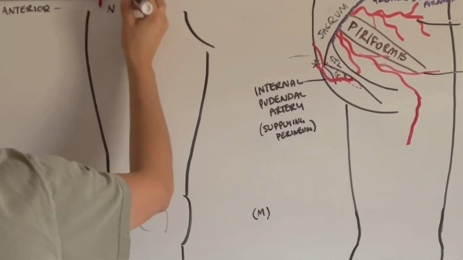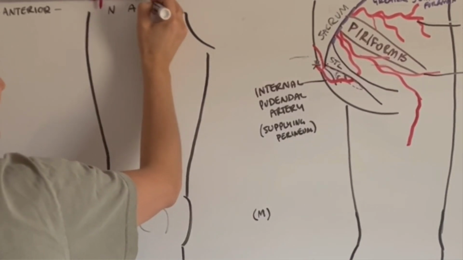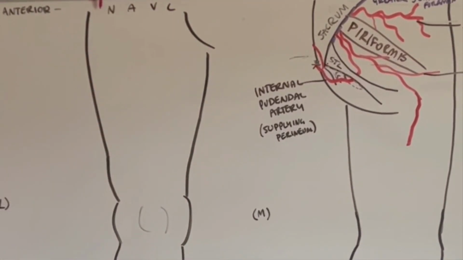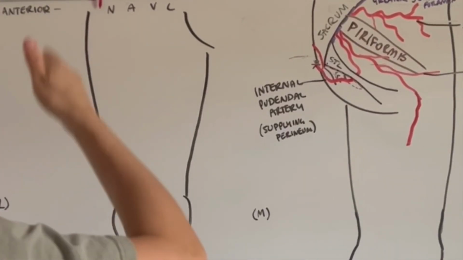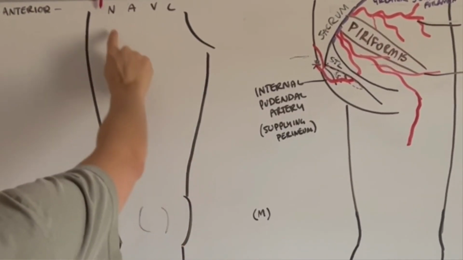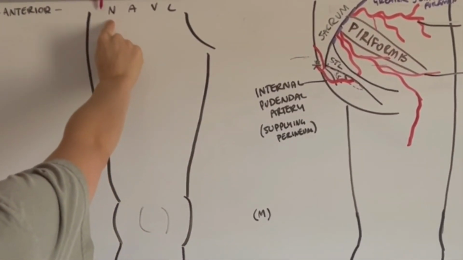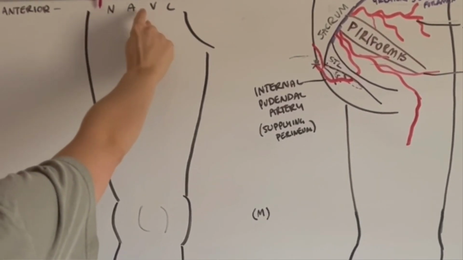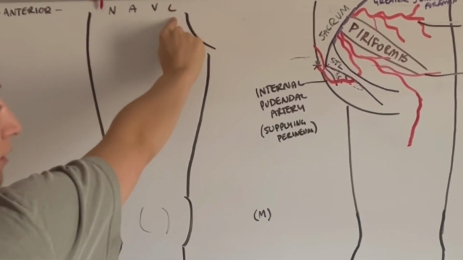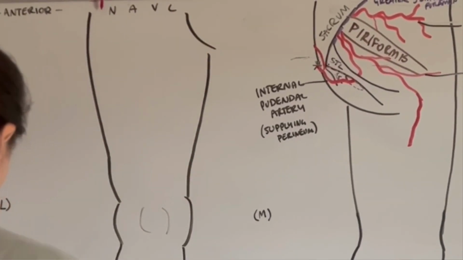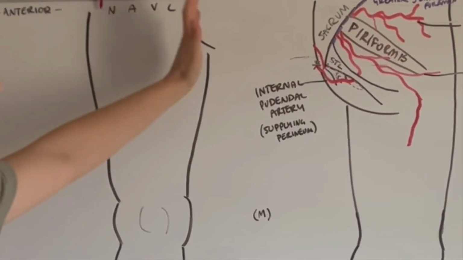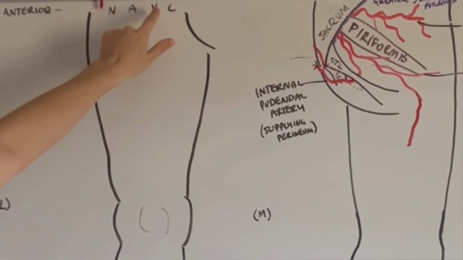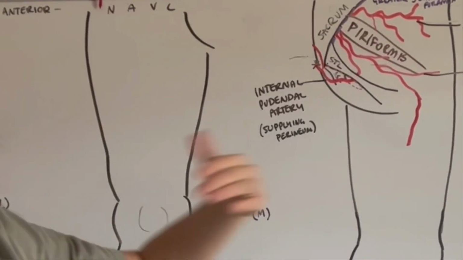It's N-A-V-L. So it's not spelled like navel with an E, but it is N-A-V-L, navel. Now, N stands for nerve, A stands for artery, V for vein, L for lymphatics. So what we have here is the order in which you'll see from lateral to medial your nerve, artery, vein, and lymphatics that are called femoral.